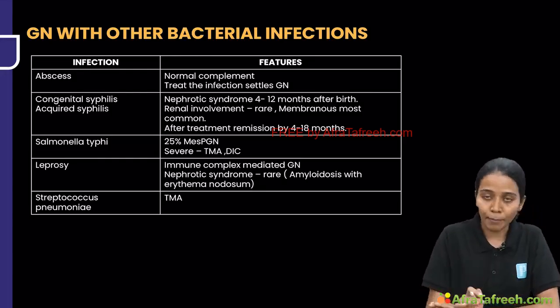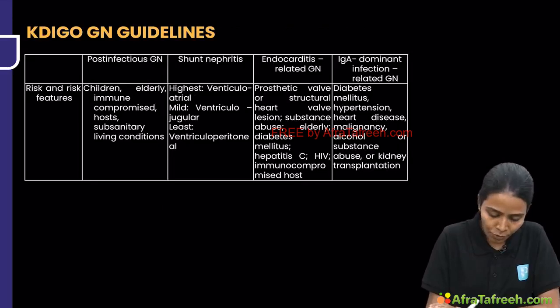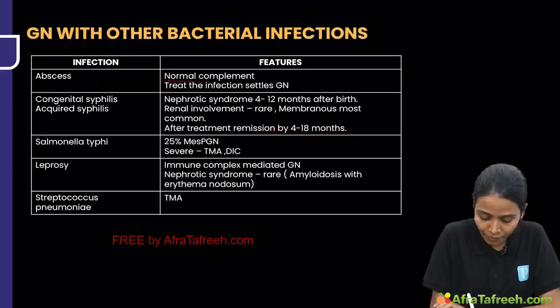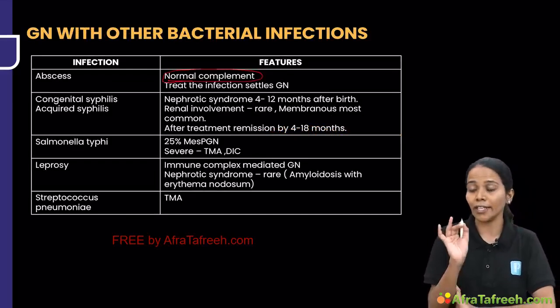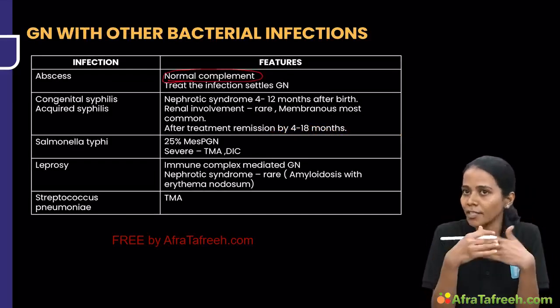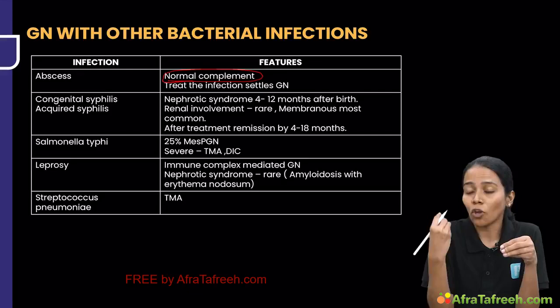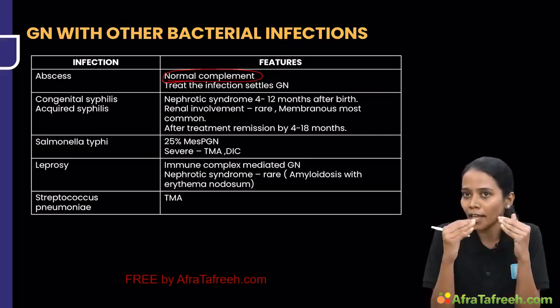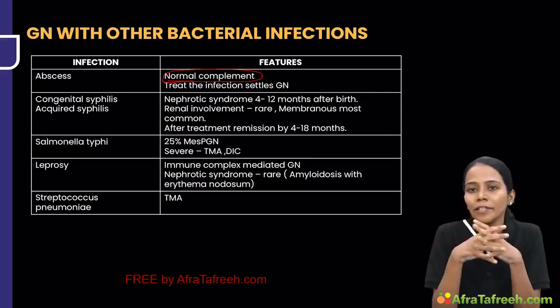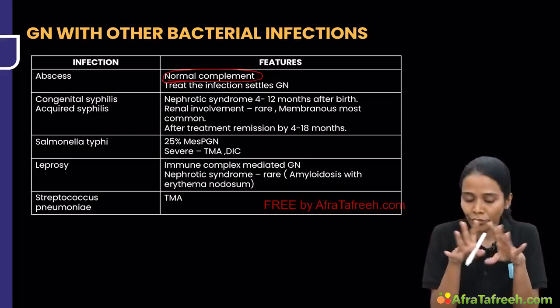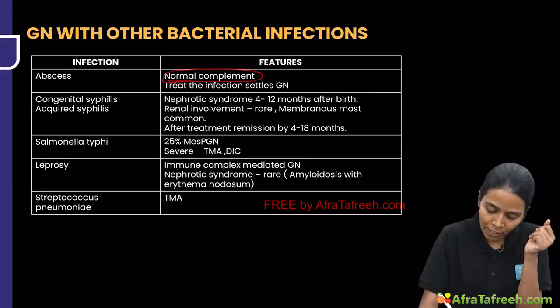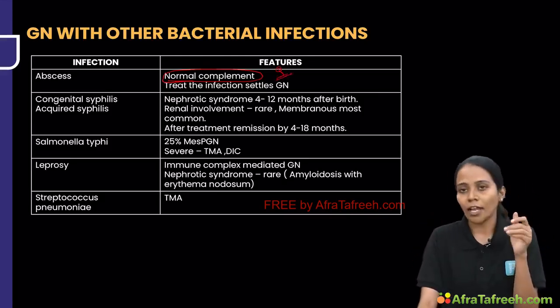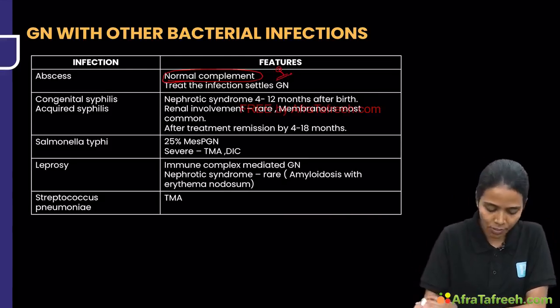Now GN with other bacterial infection. Here you should notice that abscesses will have normal complement. So this is one infection. Generally we know infection there is reduced C3. But here you see normal complements, probably because abscesses are not going to cause that much immune response stimulation and complement deposition. So you are going to find normal complement. Okay, this has been asked as a question. Now here abscess you have to treat till the infection settles. Okay, so treat the infection and that will settle the glomerulonephritis.